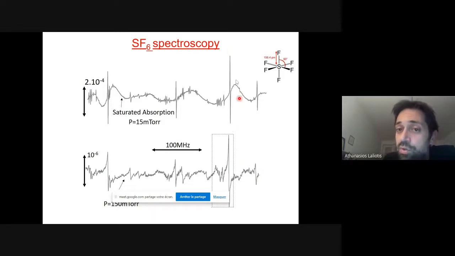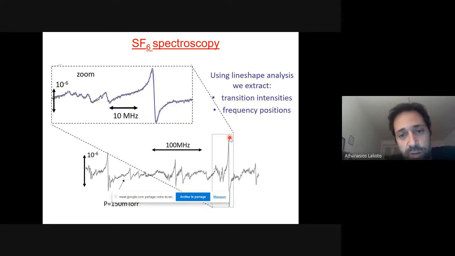Now, the saturated absorption setup gives you a much better signal-to-noise ratio because it's a volume experiment, okay? But it's a non-linear experiment, so it doesn't allow you to extract information on the amplitude of the transitions. You pinpoint the frequency, but it's difficult to say something about the amplitude, whereas selective reflection, on the other hand, is a linear spectroscopy, and therefore, if you analyze your spectra, you can fit them very closely, bit by bit, and this can give you the transition amplitudes of all the SF6 transitions that you actually have.